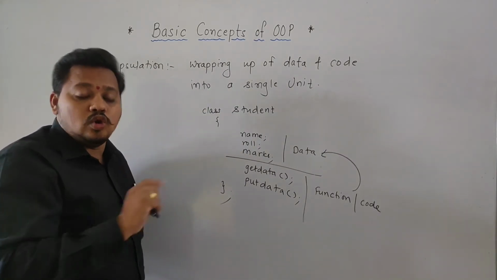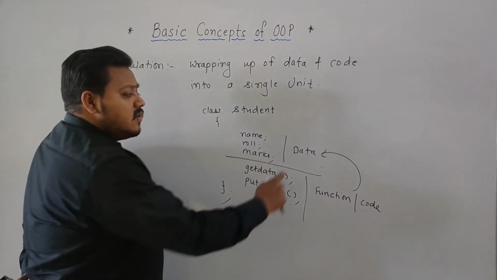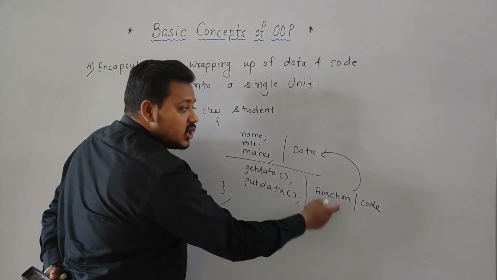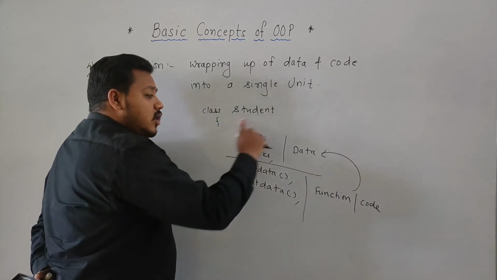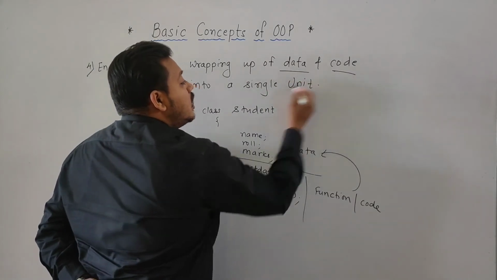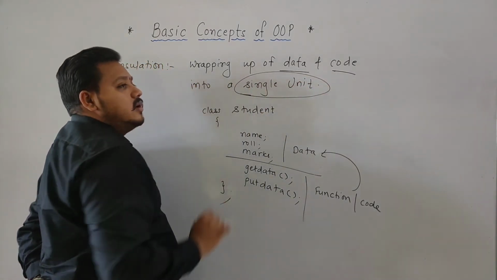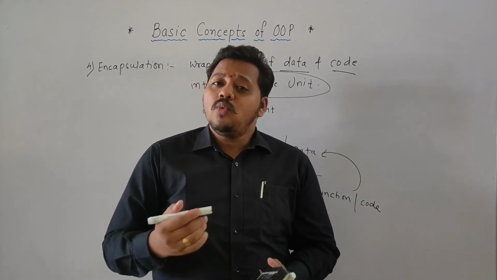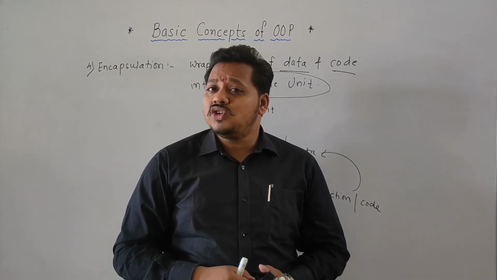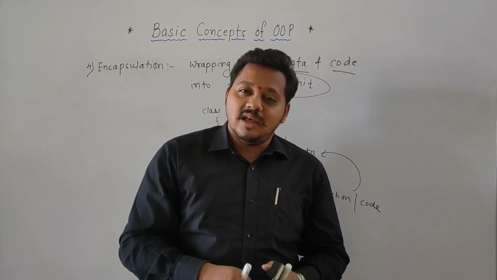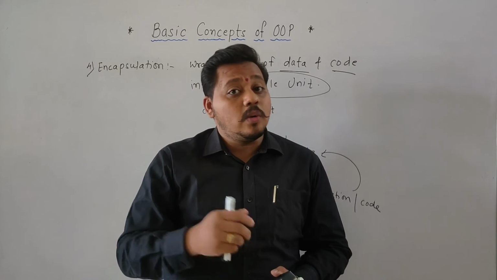Wrapping means enclosing. What are we going to enclose? We are going to enclose the data. At the same time, whatever code or functions are operating on the data, we are going to enclose both of these quantities, that is data and code, into a single unit. So this is called encapsulation. And what is the use of data encapsulation? Data encapsulation is used to hide the data, which is the most important feature of object-oriented programming.